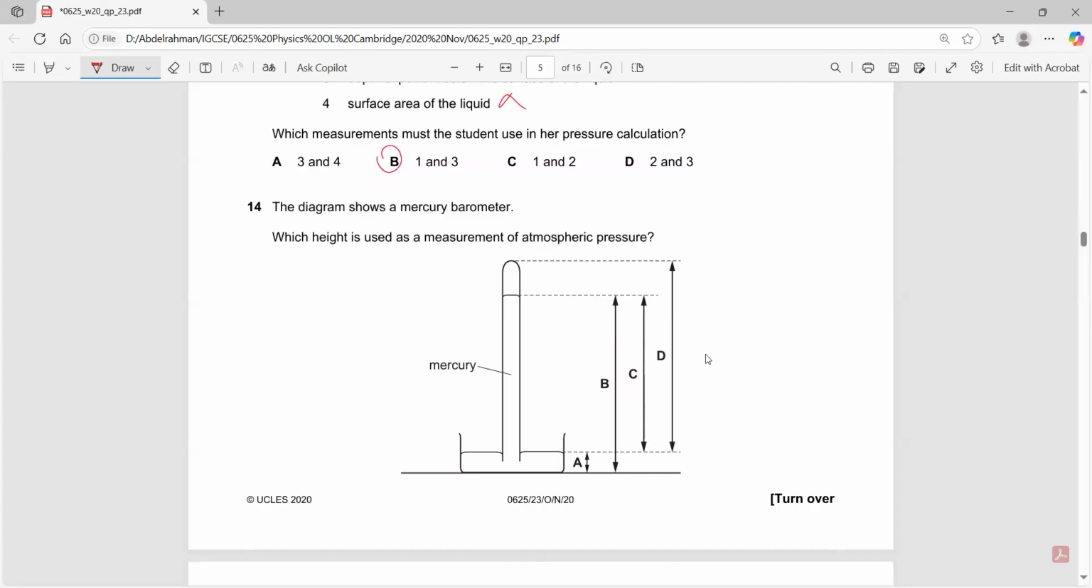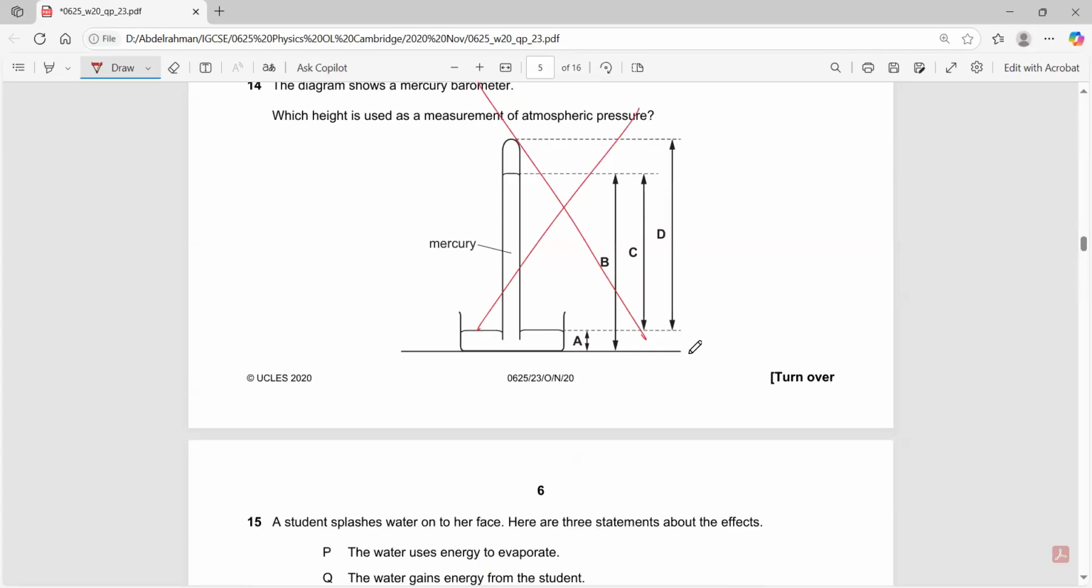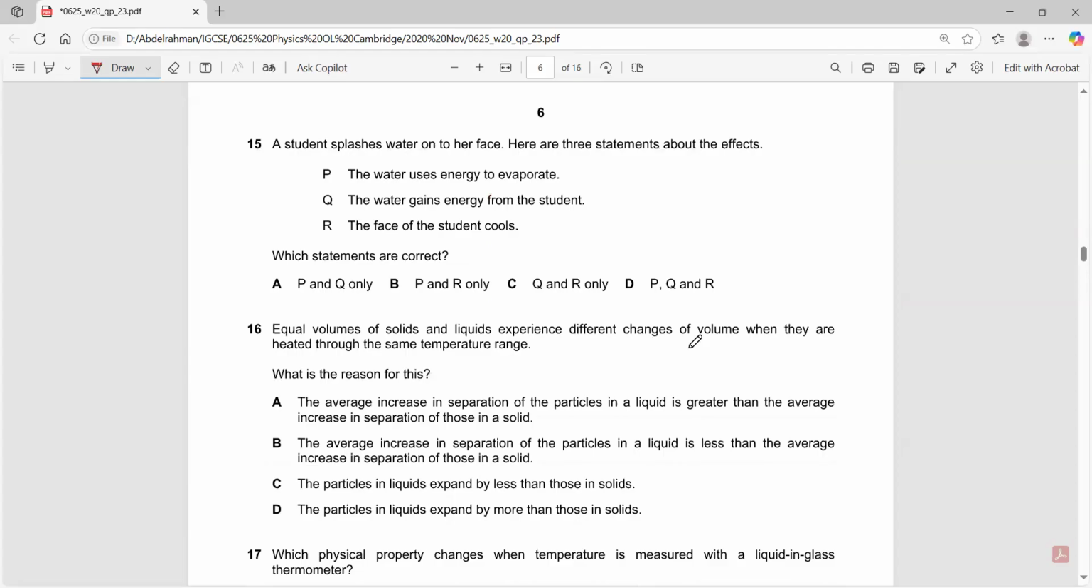Question 14 is cancelled. Question 15. A student splashes water on her face. Here are 3 statements about the effects. Which statements are correct?